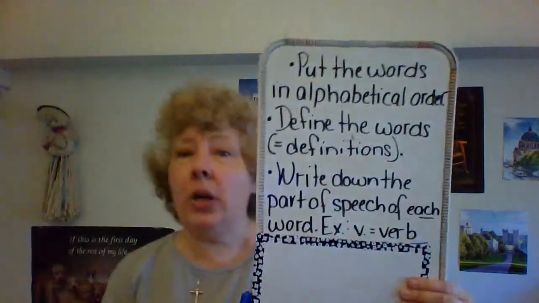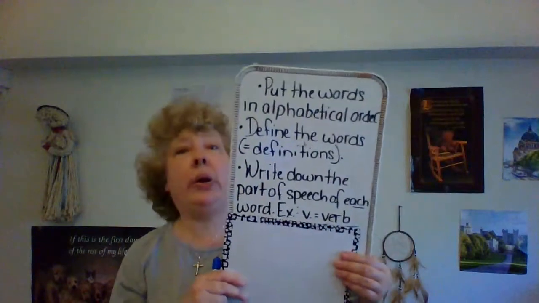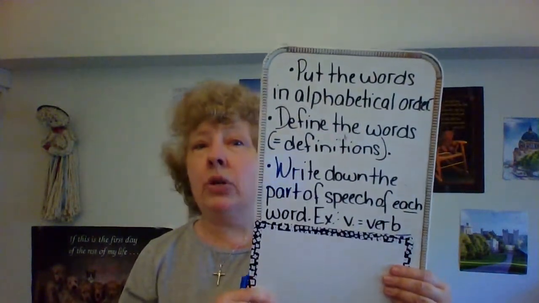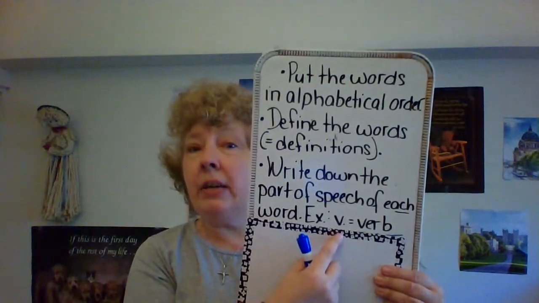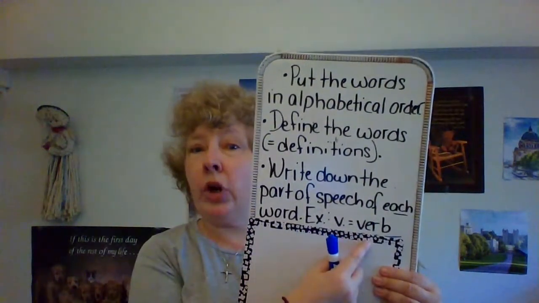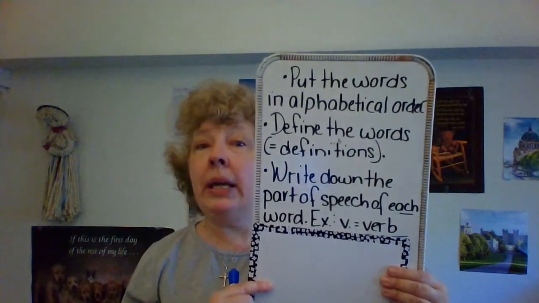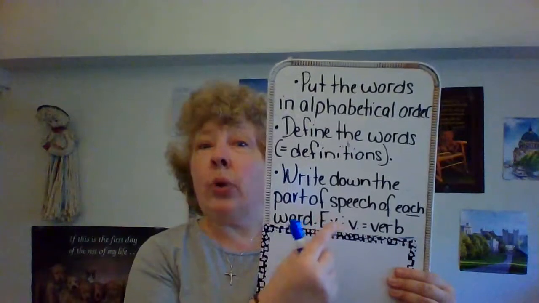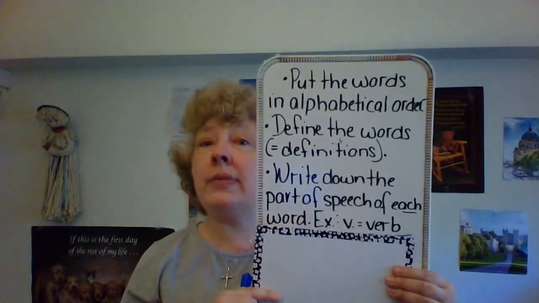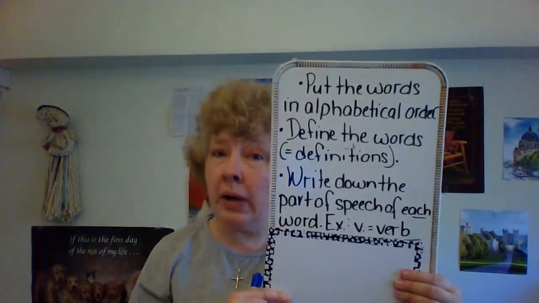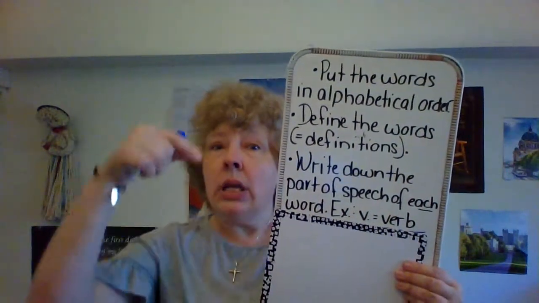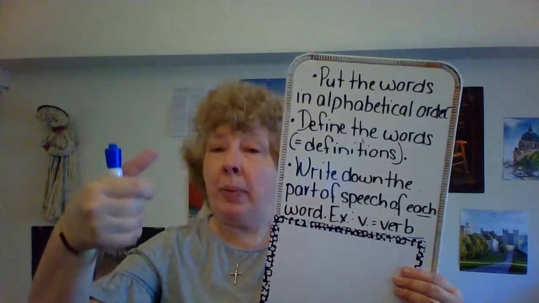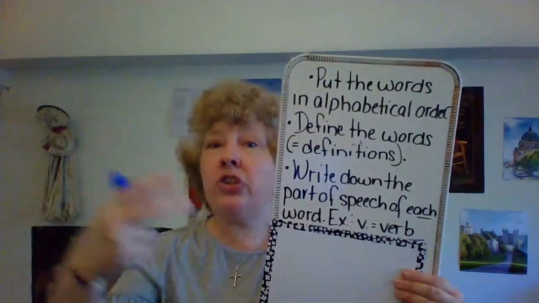Now, here's something new. When you look in a dictionary, right after the word, you will find a letter. Could be, for example, a V, which will stand for verb, or it could be N, which would stand for noun. In other words, I want you to look for the part of speech. So review your parts of speech. We had the noun, the pronoun, the verb, the adjective, the adverb, the preposition, the conjunction, and the interjection.